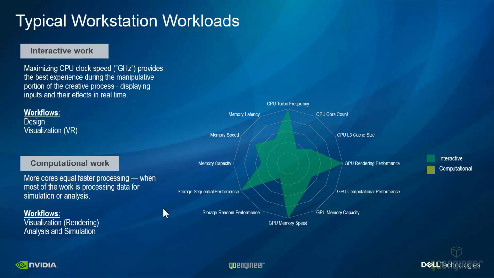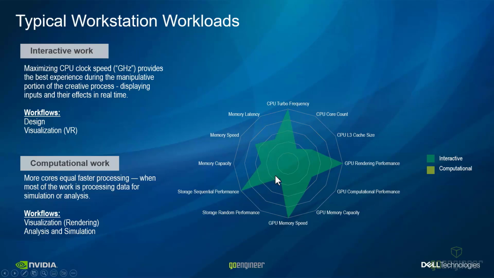You can see this is the example of the interactive workload in green. And as you get further to the outsides of this radar diagram, those are the things that really peak the system. CPU turbo frequency is really important to give that quick interactivity. GPU rendering performance matters when you're spinning your model around, memory speed when you're loading the model into the system, and also sequential storage performance when you're opening a model, reading it off the disk. Those types of things are really important when you're using interactive workloads.